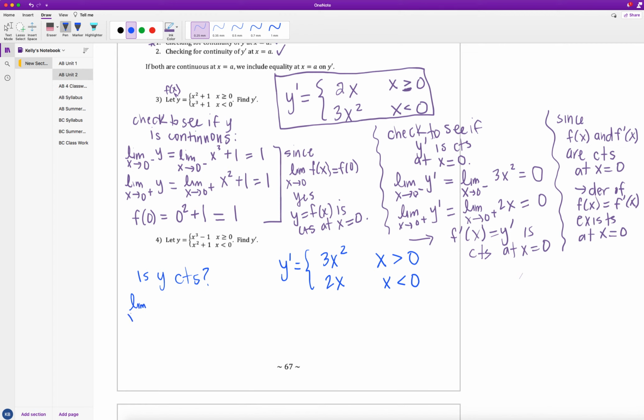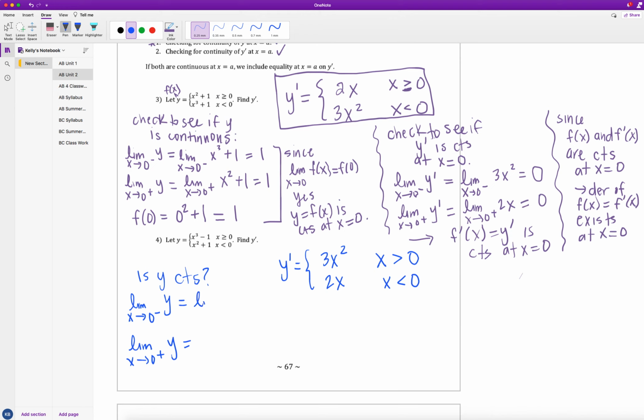So let's start with both limits. Let's compute the limit as x approaches 0 from the left for our function y, and the limit as x approaches 0 from the right for our function y. Why don't you guys pause the video and compute both of those limits and see what we get.